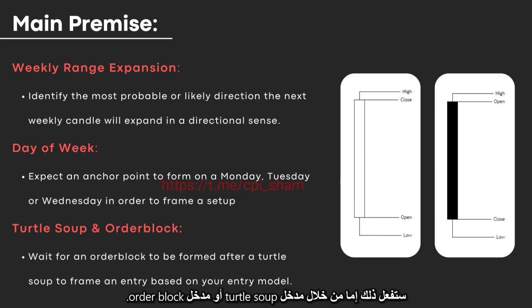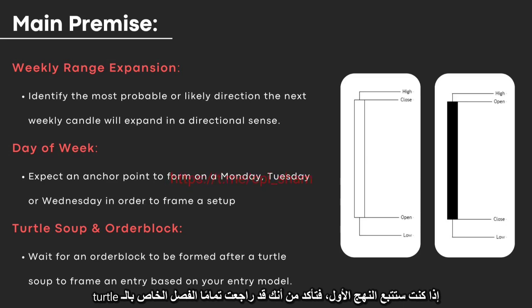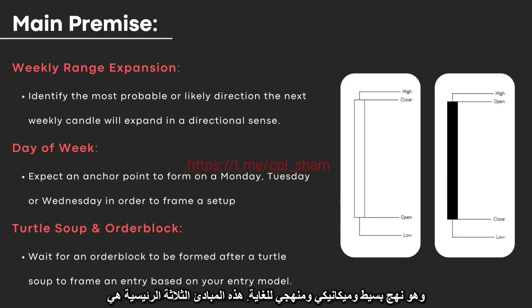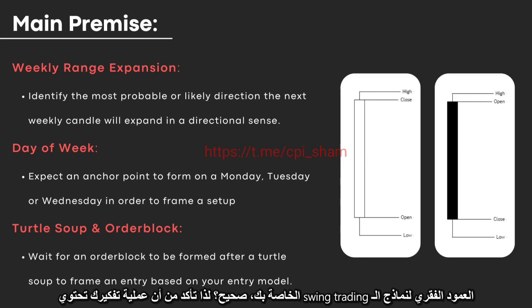Next up is the entry model, entry setup, or framing your entry on the lower time frame. You're either going to do it through a turtle soup entry or an order block entry. If you're going to take the prior approach, then make sure you've thoroughly gone through the turtle soup chapter that I've made, but it's quite complicated as compared to the order block entry, which is pretty simple, mechanical, and methodical in its approach. These three main premises are the backbones of your swing trading models, right?